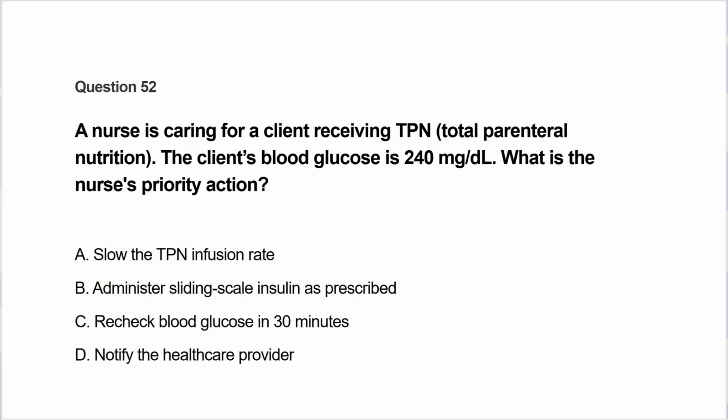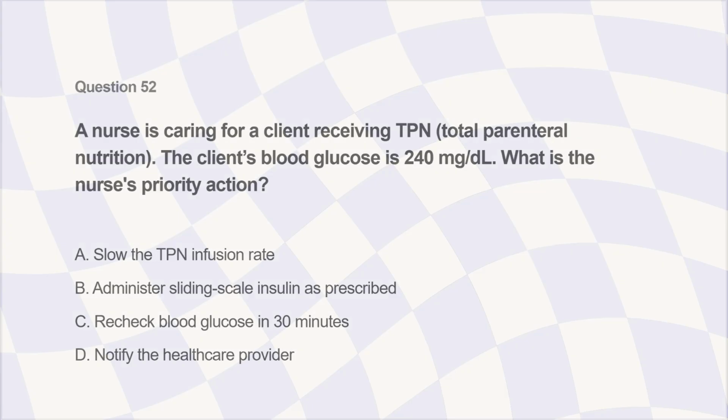52. A nurse is caring for a client receiving TPN, total parenteral nutrition. The client's blood glucose is 240 mg per dL. What is the nurse's priority action? A. Slow the TPN infusion rate. B. Administer sliding scale insulin as prescribed. C. Recheck blood glucose in 30 minutes. D. Notify the healthcare provider.